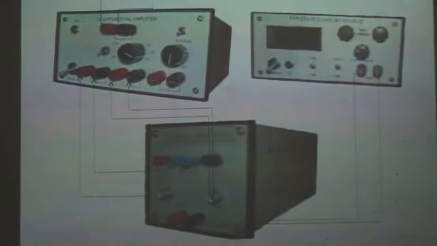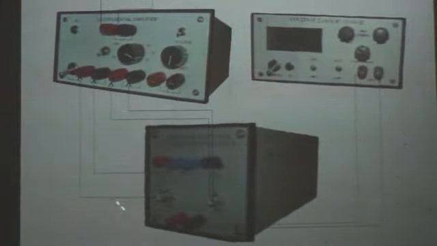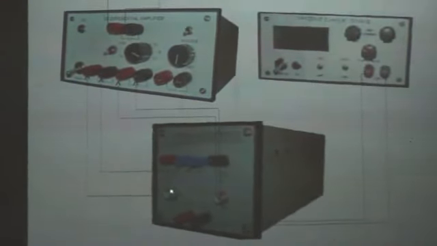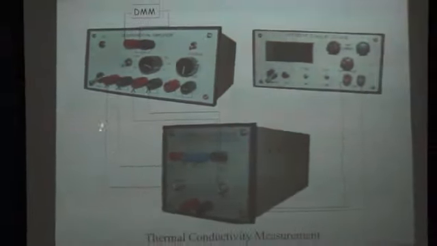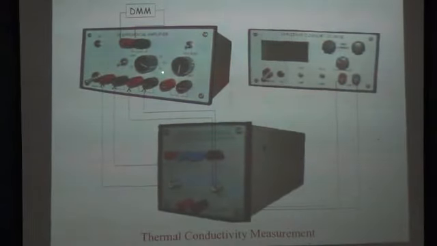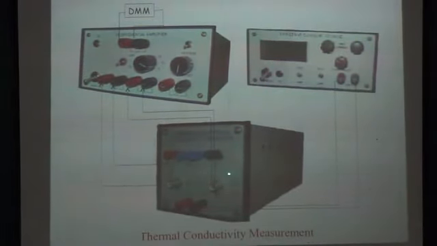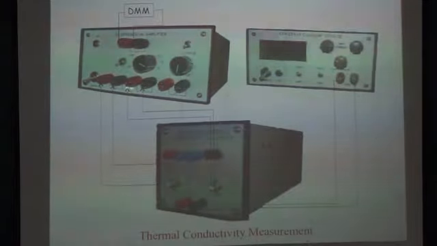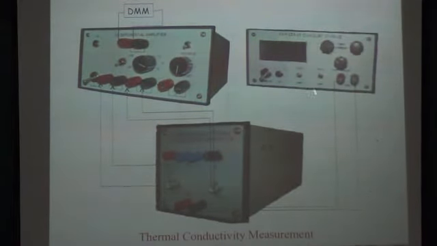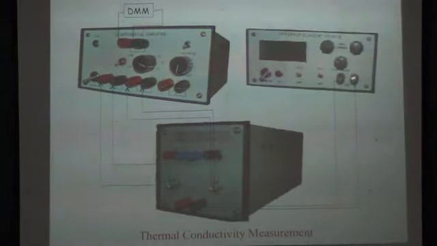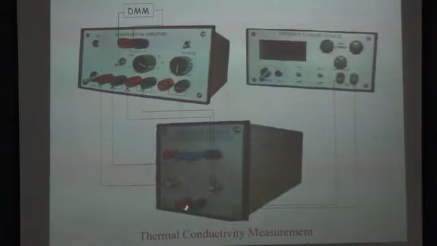This is thermal conductivity measurement. You can see these two terminals. This is thermocouple 1. Thermocouple 1 is connected to I1. Thermocouple 2 is connected to I2. And this is the constant current source. The current from this is allowed to pass through the heater. So we heat the sample here.